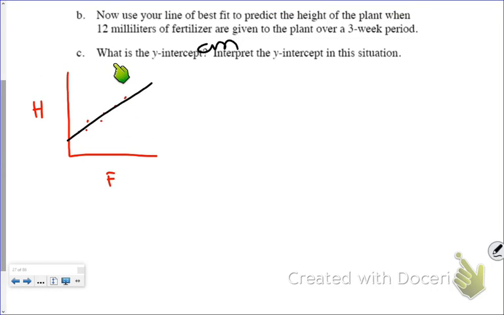Question C. What is the y-intercept? The y-intercept is where your graph crosses the y-axis. So put a big dot here, ladies and gentlemen, right on the y-intercept. Go ahead and record that number, whatever it is. You're going to have to guesstimate if it's not a perfect point. Right? So if it's in between 5, 10, or 15, you're going to have to guesstimate. I'm going to take some numbers here because I want you guys to compare each other's y-intercepts.